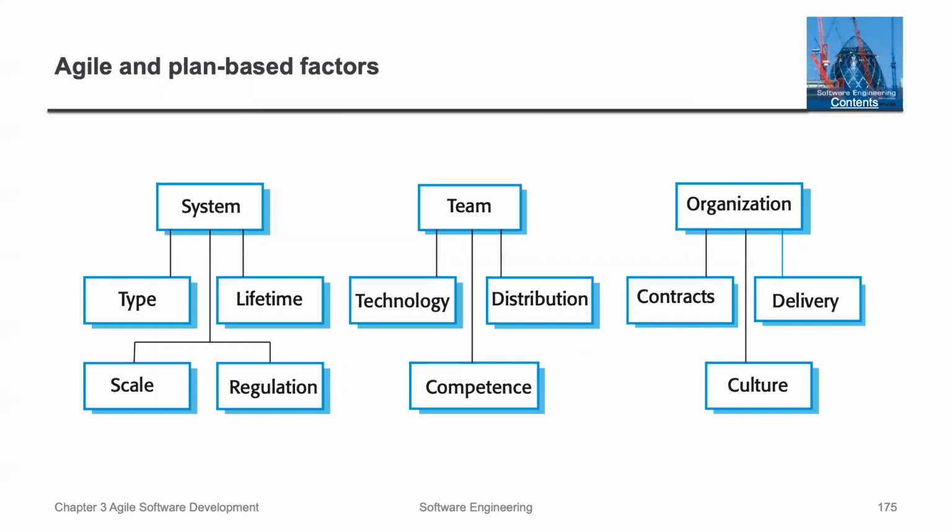So what are agile and plan-based factors? Here you can have a system, and there are some things that define that. What type of system? What is the lifetime? What are the scales and regulations that are associated with that system? In terms of a team, what is the distribution, the competence, and the technology that team has? And finally, what about the organization? You have to be thinking of the culture, the contracts, and the delivery. All of those are going to be affecting what you would be experiencing in the organization.